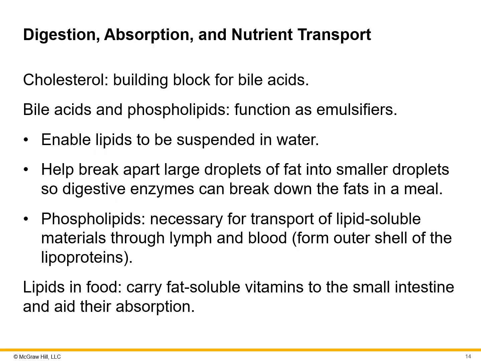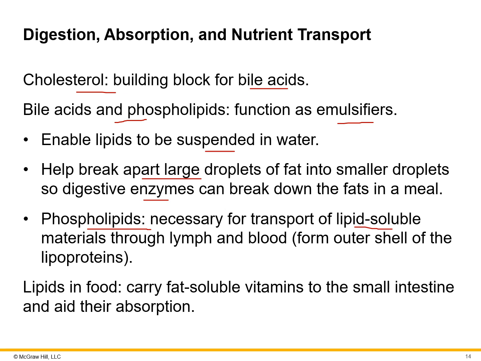Right, now, as far as digestion, absorption, and nutrient transport, so again, cholesterol here, that's actually needed because it helps make our bile acids that then help break down other fats. Those bile acids and phospholipids, again, they can be emulsifiers, which help dissolve the fat so that it can be transported through the blood or through those watery areas. So again, it suspends them into water. It also helps break apart large droplets of fat into smaller ones so that those enzymes can break them down a little bit better. Again, our phospholipids are necessary to transport those lipid-soluble materials.